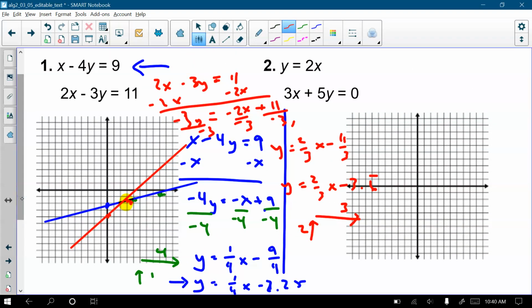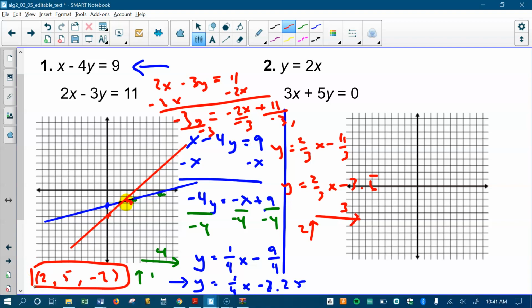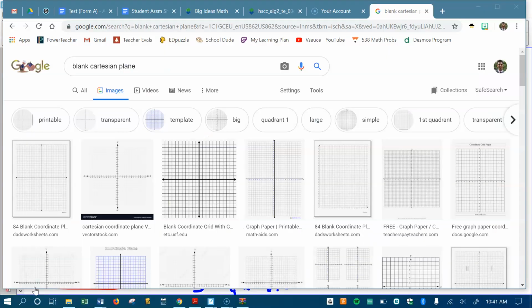Let's say that that solution is about 2.5, comma, negative 2. That's an approximation. That may not be exact. Let's use Desmos to see where exactly it is. You don't have to do that on your computer. You can just watch. And then I'm going to move on.